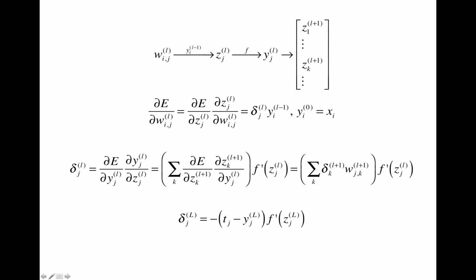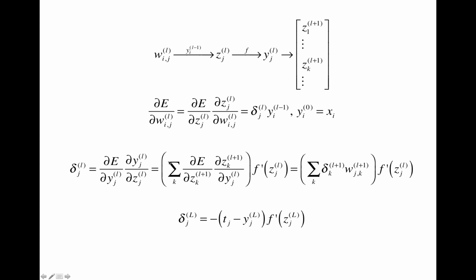And then what exactly is the partial E, partial YJL, right? Don't forget, YLJ contributes to the logits in layer L+1, right? Maybe not all the logits, but at least multiple logits in layer L+1.